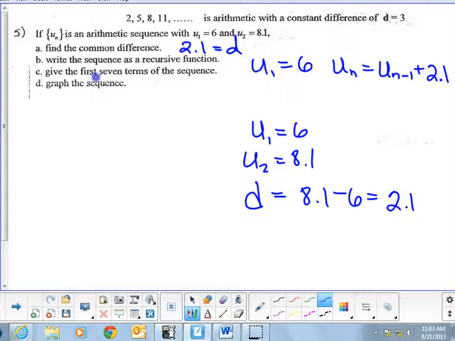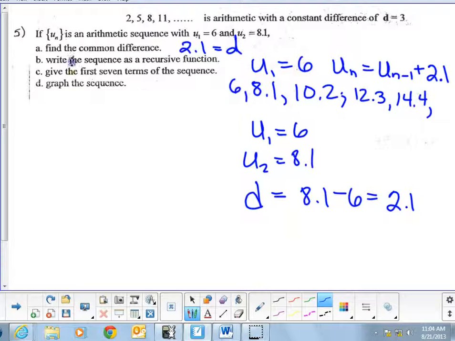All right, give the first 7 terms of the sequence. What's the first term? What's the second term? 8.1. The next term would be 2.1 more than that, which would be 10.2, and then, yeah, I skipped one, didn't I? Control Z. 12.3, 14.4. Am I on the right track now? All right, you guys can keep going. That's enough terms for me.